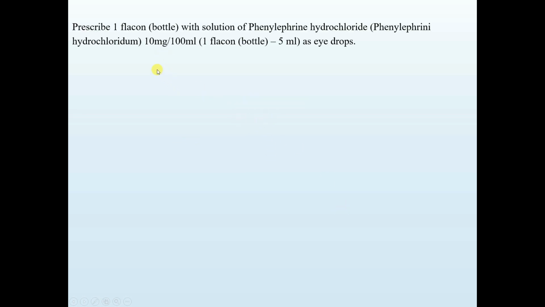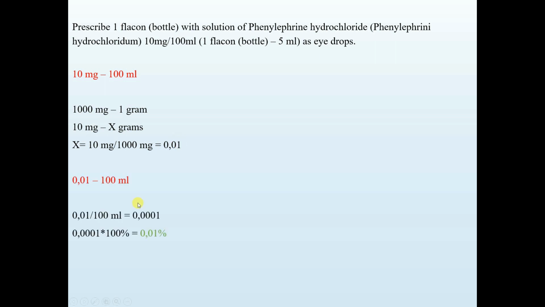First example. Prescribe 1 flacon or bottle with solution of phenylephrine hydrochloride, or in Latin phenylephrine hydrochloridum, 10 milligrams in 100 milliliters. 1 flacon or bottle is 5 milliliters, and it is as eye drops. So our first step is we need to find the amount in grams. What do we do? As you know, 1000 milligrams is 1 gram, so 10 milligrams is x grams. Calculation is x is 10 milligrams divided by 1000 and we receive 0,01. So 0,01 it is our amount in grams.